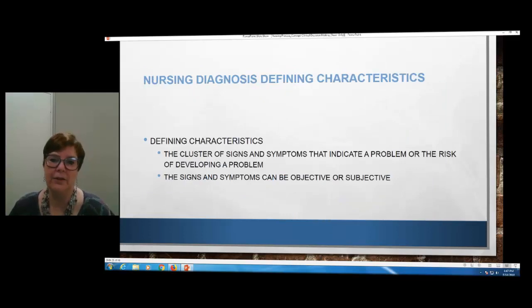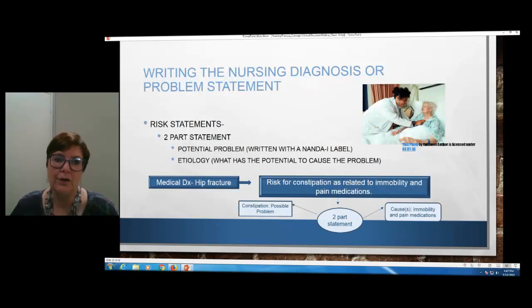We had our cluster of signs and symptoms that indicated a problem, which is ineffective airway clearance. The signs and symptoms can be objective or subjective, but just about all of her signs are the objective signs that we talked about earlier. There are two-part statements. Now, your book gives a couple examples of two-part statements, but as students, Ms. Pacinic and I talked about this. We prefer that you just do the two-part for risk statements.